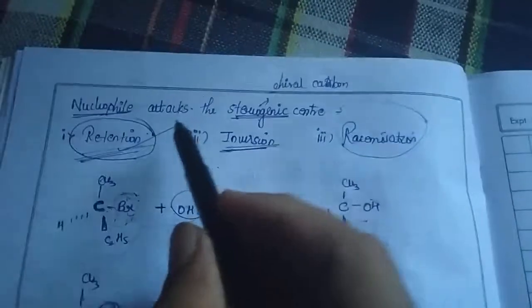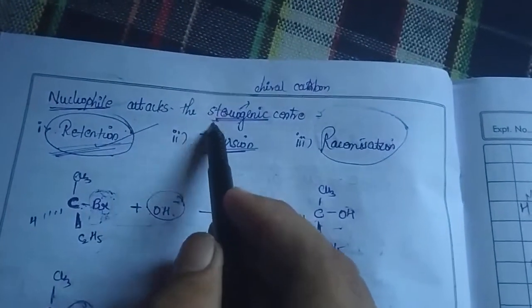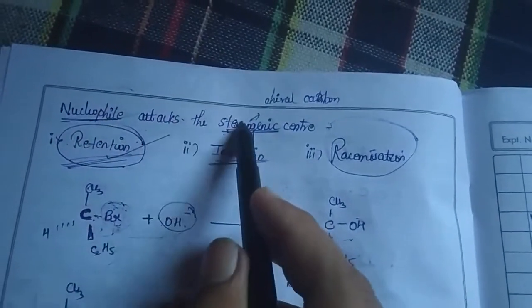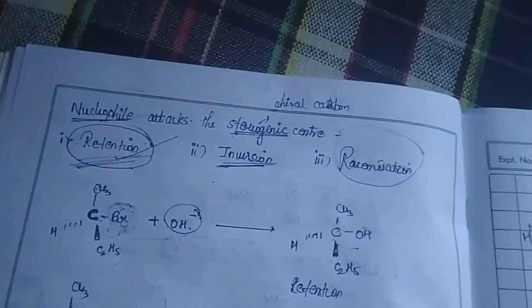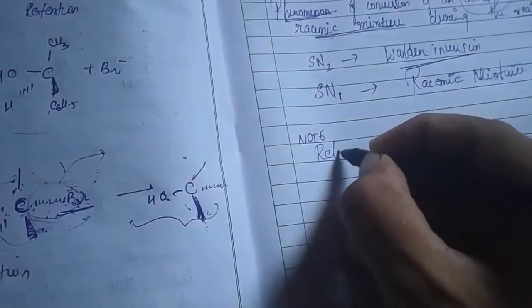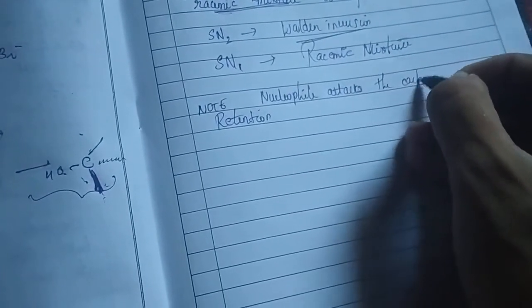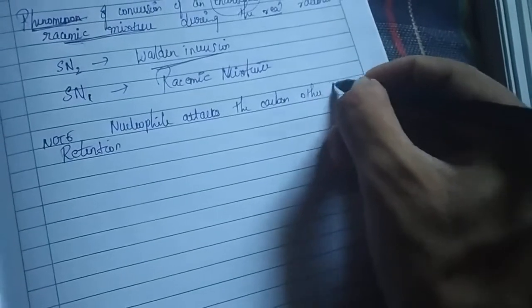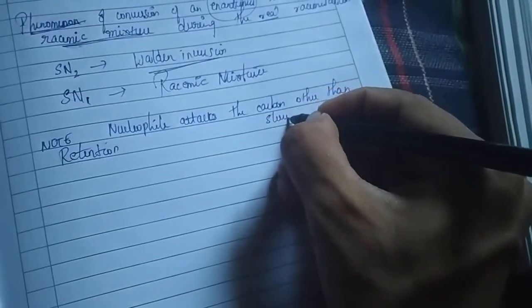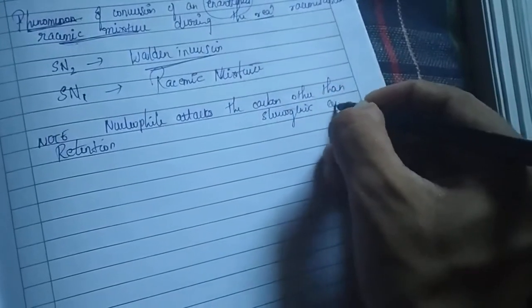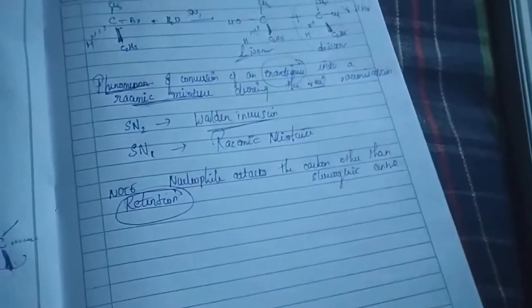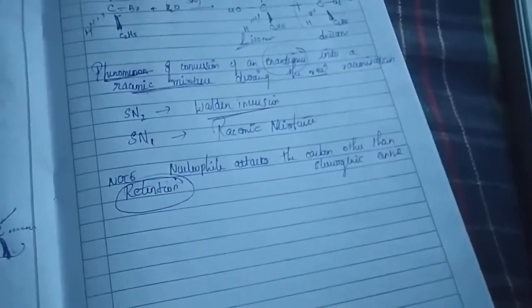Whenever a nucleophile is attacking the carbon other than your stereogenic center, remember, in that case only retention is possible. When our nucleophile attacks the carbon other than the stereogenic center, whatever the final product you get is with respect to retention. The nucleophile attacks at the same position where the leaving group was.